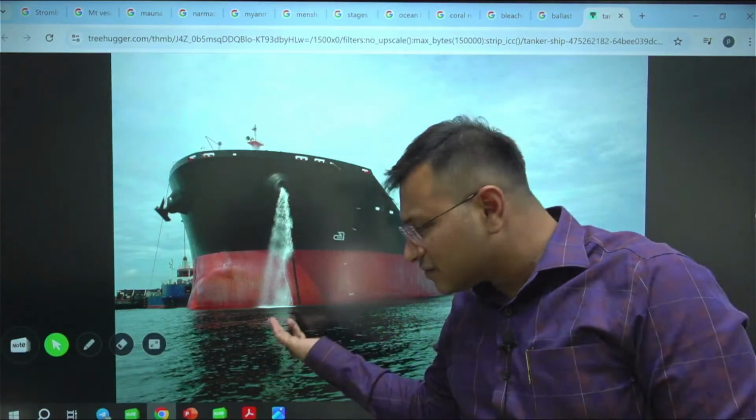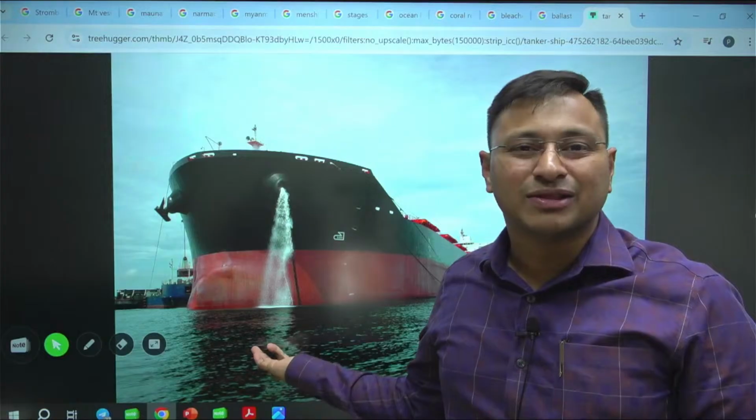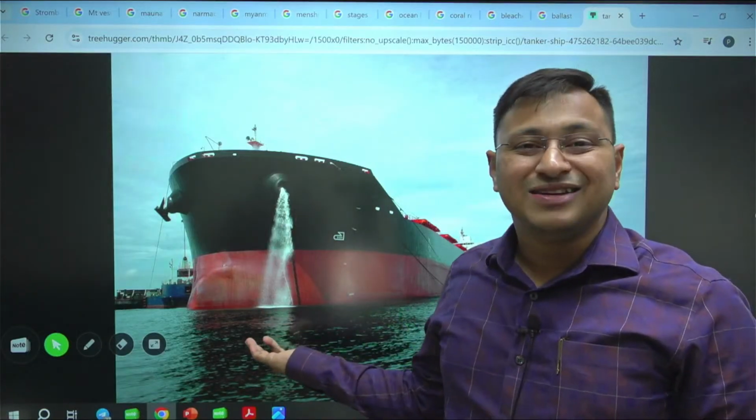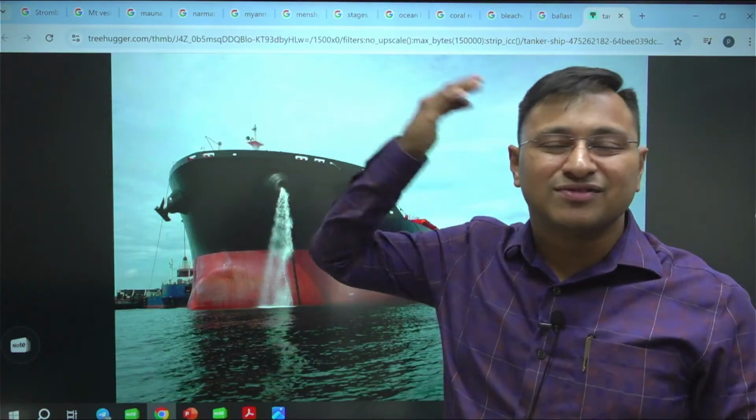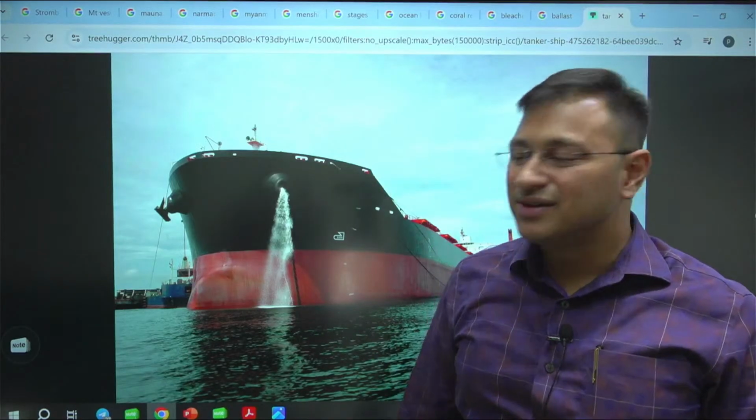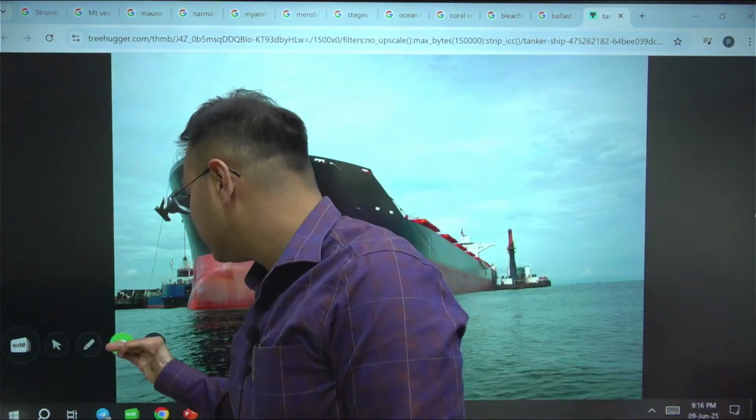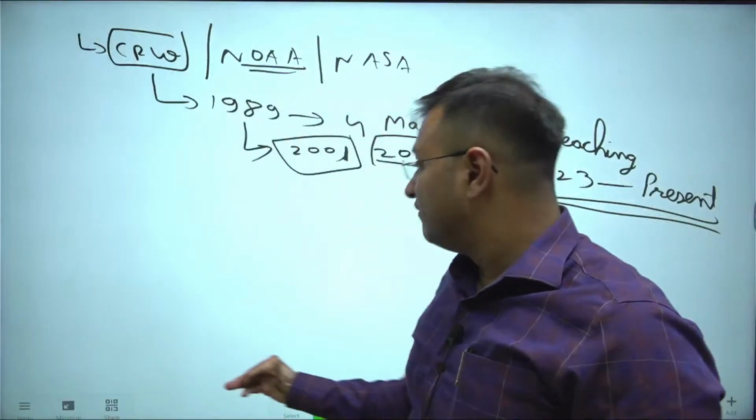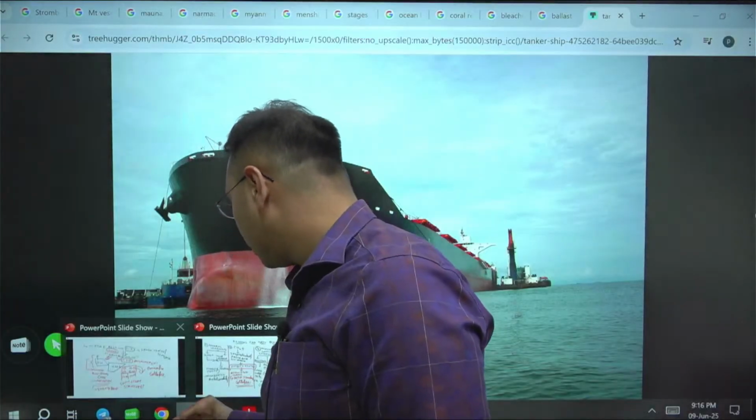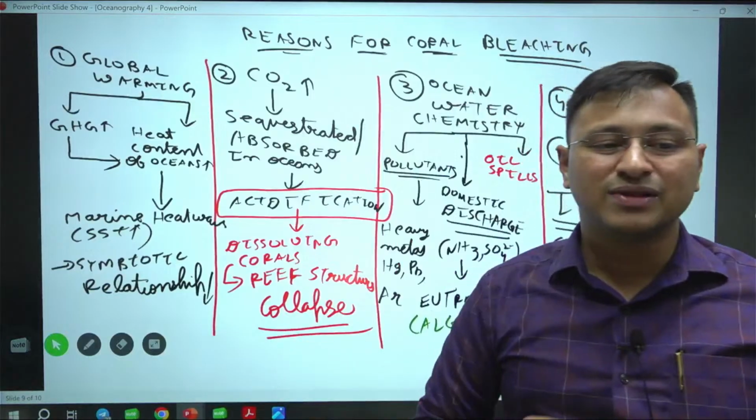So the water which is being emptied is going to carry pathogens, it is going to carry non-native species from which side? From Africa's east coast. So this is referred to as invasive alien species. So guys, this is very important, and I'm guessing that you might be getting one question from this.